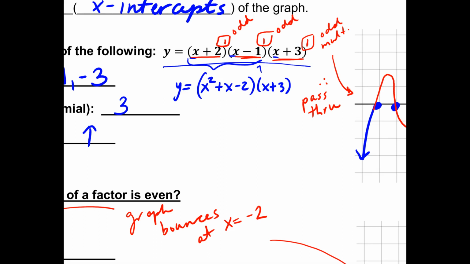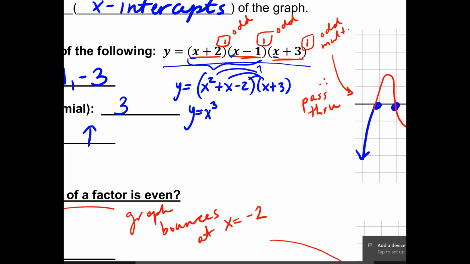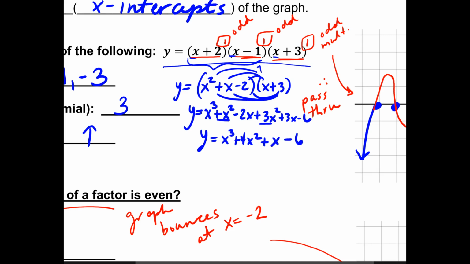So if I think about what this function would look like in standard form, just as a quick reminder, it's been a Christmas break since we did these types of problems. It would be x cubed, that's weird, x cubed plus x squared minus 2x, and then distribute the 3. So plus 3x squared plus 3x minus 6. So the actual function in standard form would look like x cubed plus x squared plus 3x squared would give me plus 4x squared. Minus 2x plus 3x would give me just x. And then I have the minus 6 at the end.